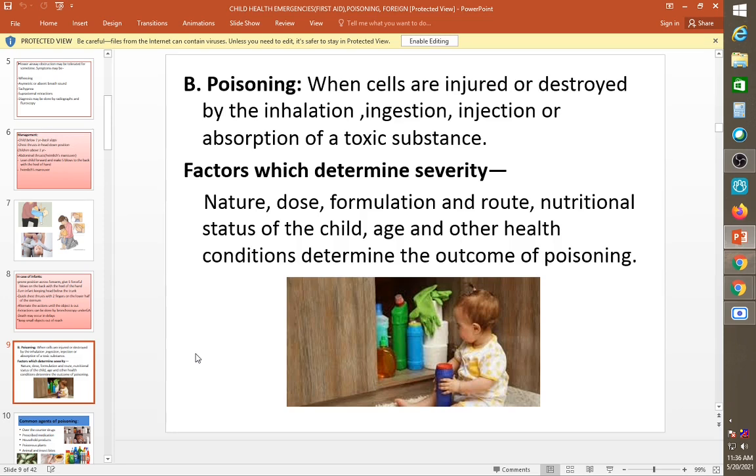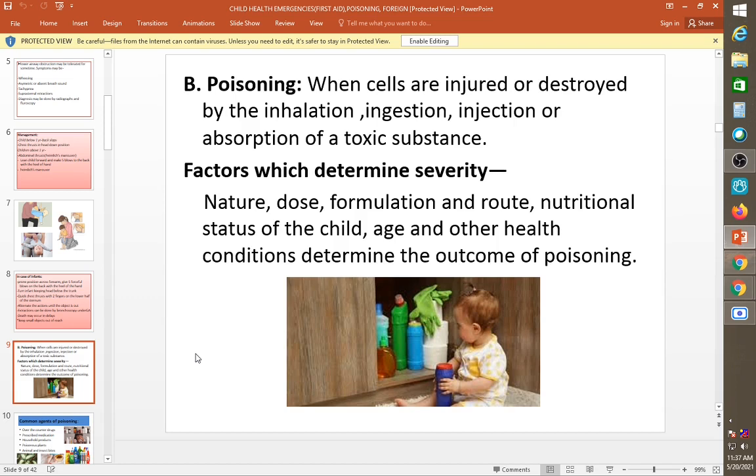Yes, somebody please read this out for me. Poisoning. When cells are injured or destroyed by the inhalation, injection, or absorption of a toxic substance. Factors which determine severity: nature, dose, formulation, and route, nutritional status of the child, age, and other health conditions determine the outcome of poisoning.